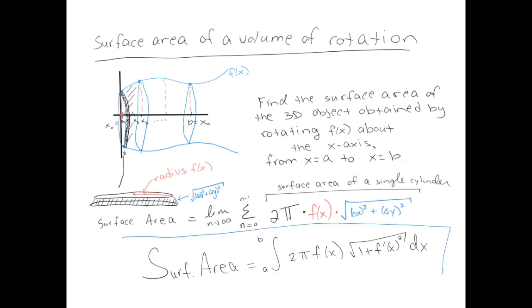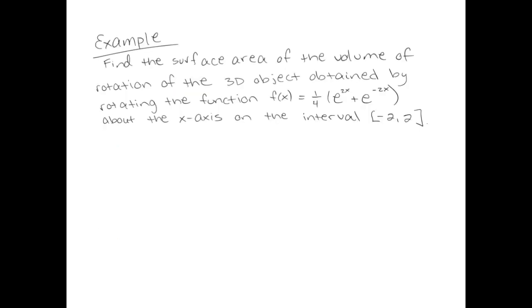There we go. That's the integral formula we're going to be using on an everyday basis while we're doing the homeworks and the problems in class for surface area of a volume of rotation. So here's our example. We're going to find the surface area of the volume of rotation for a 3D object that is obtained by rotating this particular function around the x-axis on the interval -2 to 2.